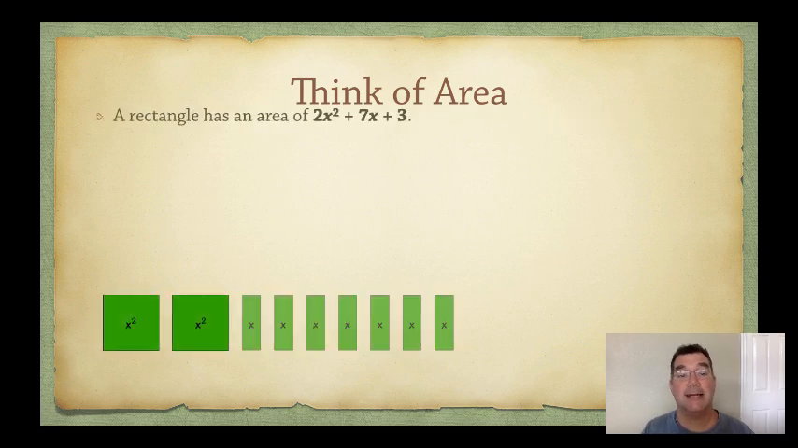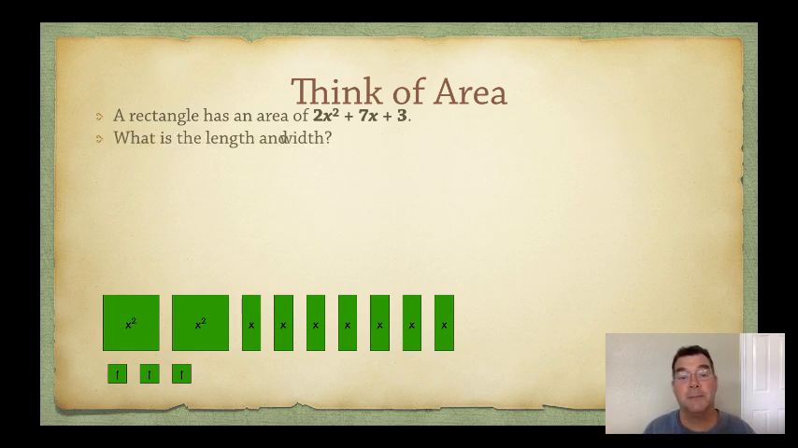If a rectangle has an area of 2x squared plus 7x plus 3, I would like to know what the length and the width are. What are the two polynomials that are going to multiply to give 2x squared plus 7x plus 3? Well, I've got two of the big squares, those are my x squareds. I've got 7 rectangles, those are x's, and I've got 3 little squares, each one representing 1, so that's a total of 3. And I'm trying to make a rectangle out of these.